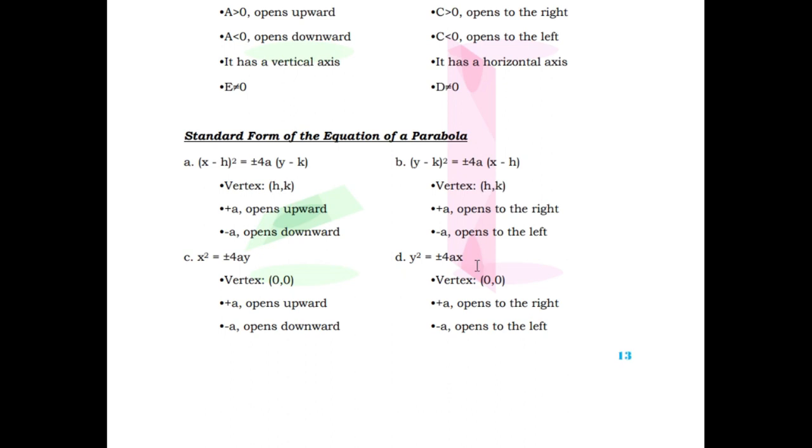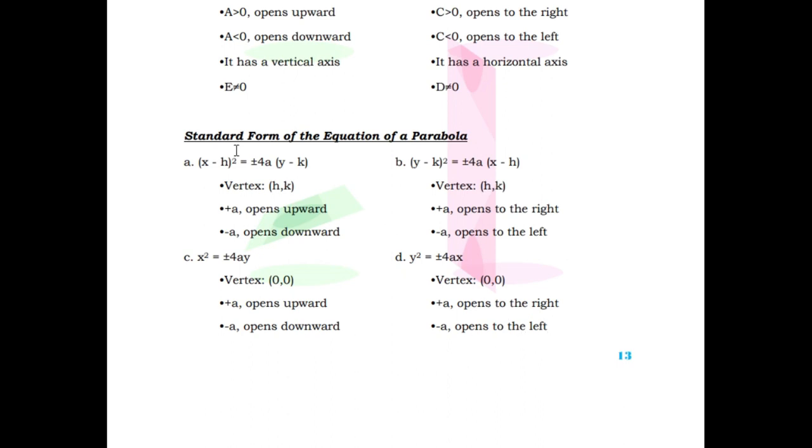So now the last standard form of equation of a parabola. It takes the equation of y squared is equal to plus or minus 4ax, wherein the vertex of the parabola is at 0, 0 or at the origin. If a is a positive number, the parabola opens to the right. While if a is a negative number, the parabola opens to the left.